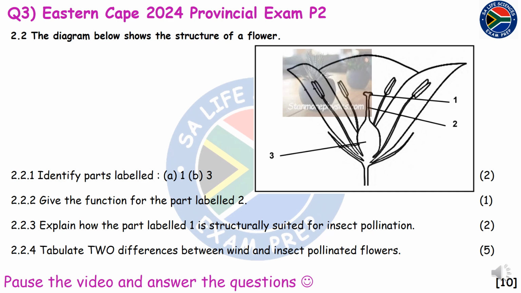Label 1 is pointing to the top of the female reproductive organ, and that is the stigma. Label 2 is pointing to the narrower part, and that is the style. And label 3 is pointing to the ovary. I'd like you to pause the video and answer the questions.